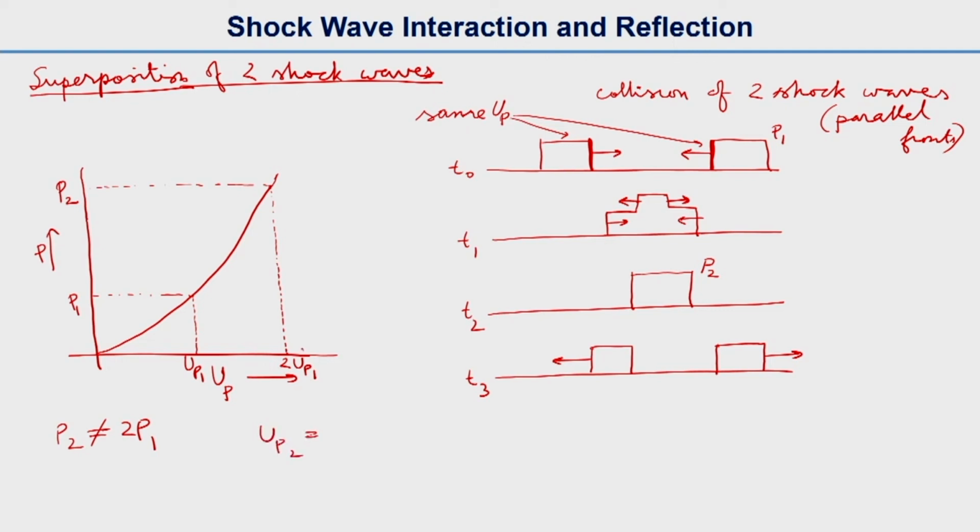But we should understand that P2 is not equal to twice P1, but UP2, which is this one, UP2 is equal to twice UP1. And we use this equivalent pressure P2 from this plot. So again I am repeating, we should not be confused that P2 is equal to 2P1. It is actually not equal to 2P1. So it is from the particle velocity addition that we can find the equivalent pressure.